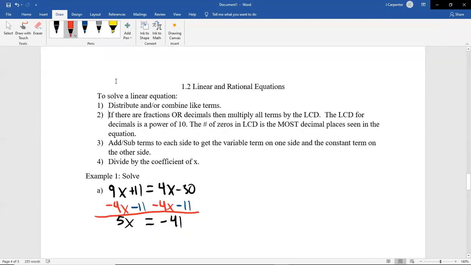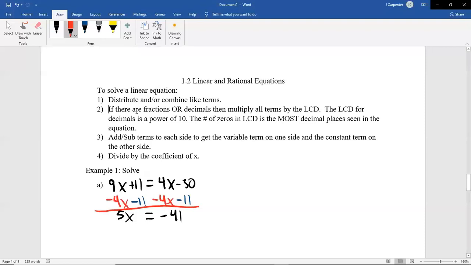Then, final step, because there were no distributions and no fractions originally, we started at step 3. Divide by the coefficient of x. So we're going to divide both sides by 5. If that was a negative 5, we would divide both sides by negative 5, because it has to be the entire coefficient. We do that because the 5s will cancel via division. 5 divided by 5 is 1. So we just have our x left over.